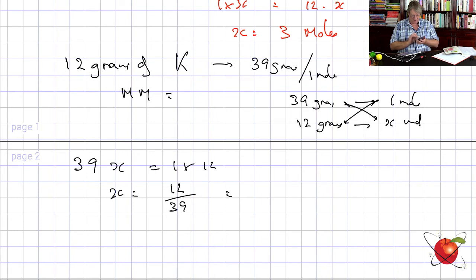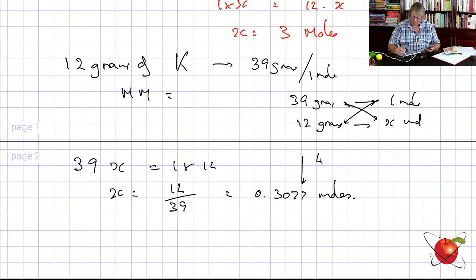We haul out the trusty calculator: 12 divided by 39 equals 0.3077. 0.3077 moles. And I always take it to 4 decimals here. You will obviously be told, but it makes quite a big difference when you start to look at the number of atoms and things. But you'll always be told, same in math, to how many decimals. So do look and see what they tell you to do. But generally, if you take it to 4, I think that's pretty safe.